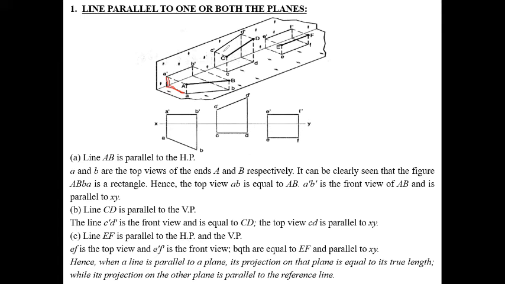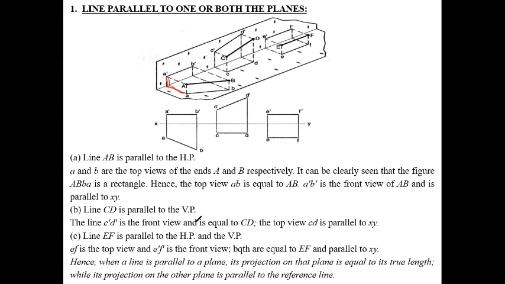Second case, you see, it will be CD parallel to the VP, meaning any line parallel to the VP. So first we draw the front view. Here we first draw the top view, and here we first draw the front view. And if we project it, we get the top view CD. Here the small cd value will be less than the capital CD. Meaning the front view CD we draw, and then we get the cd.